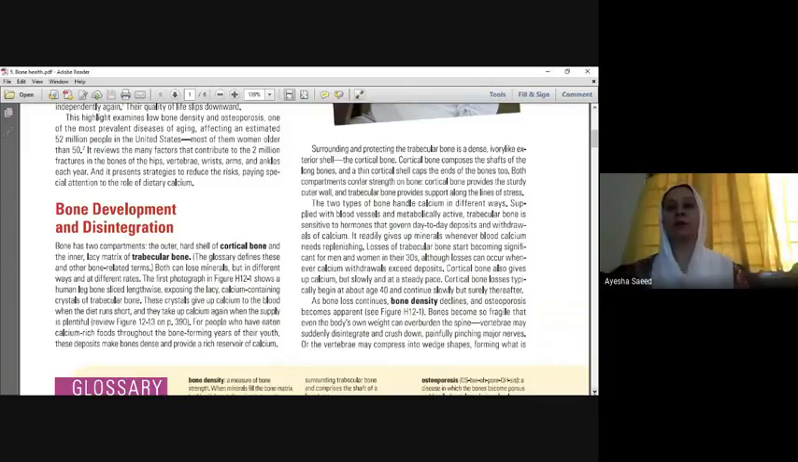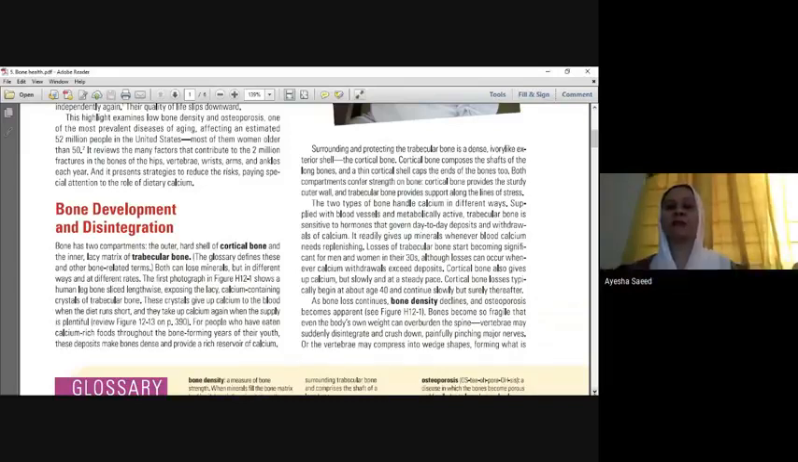The two types of bones handle calcium in different ways. Supplied with blood vessels and metabolically active, trabecular bone is sensitive to hormones that govern day-to-day deposits and withdrawal of calcium. So, trabecular bone is sensitive to the hormones responsible for withdrawal and deposit of calcium because it is supplied with blood supply. The cortical bone is not sensitive to the hormones. It readily gives up minerals whenever blood calcium needs replenishing.